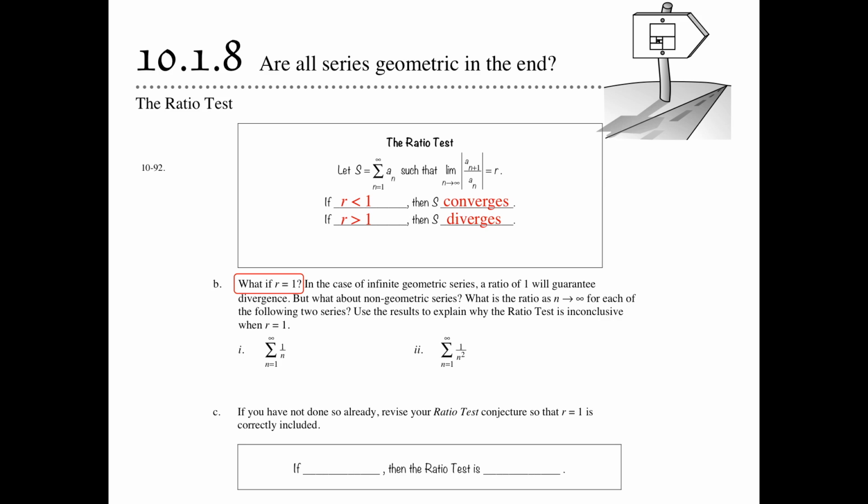To explore this issue, part B has them apply the ratio test to 2 very familiar series. The first one, the harmonic series, we know diverges, and the second, 1 over n squared, converges. And that fact could be proven using the p-series test or the integral test. But when we use the ratio test on these series, both result in an r value of 1. So sometimes r equals 1 means divergence, and sometimes it means convergence. With that, your students will add the stipulation to their math notes that if r equals 1, then the ratio test is inconclusive.